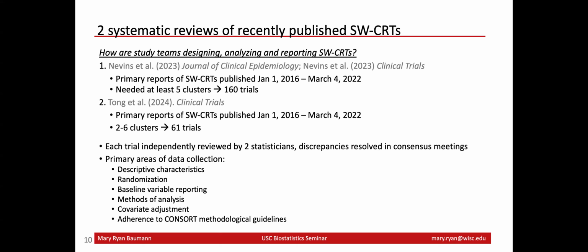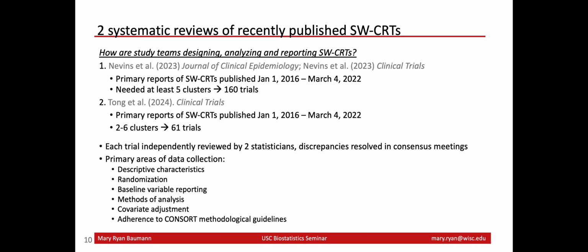So we looked at the exact same time period, but our inclusion criteria were trials that were randomizing between 2 and 6 clusters, which got us a surprising amount of 61 trials. I thought we were going to end up with fewer. So that's a decent chunk for that amount of time.